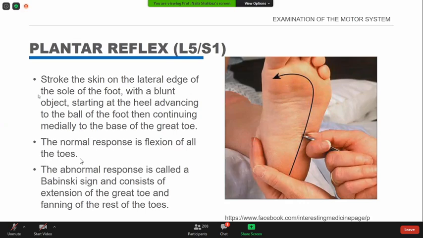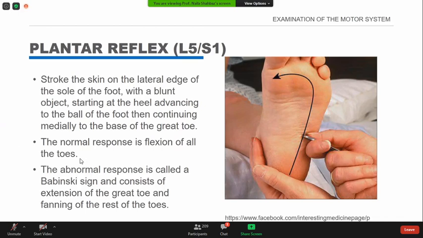Finally, plantar reflex. If you have to stroke, do not stroke on this soft part of the foot. It is painful for the patient. So stroke with any blunt object, preferably a key or something like that, apply little pressure, move in this direction, and look for the response.